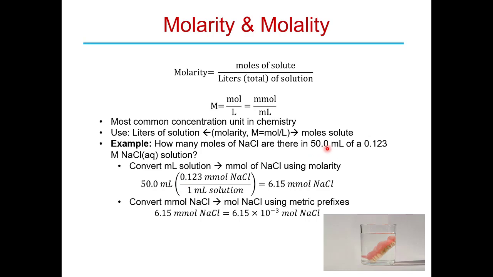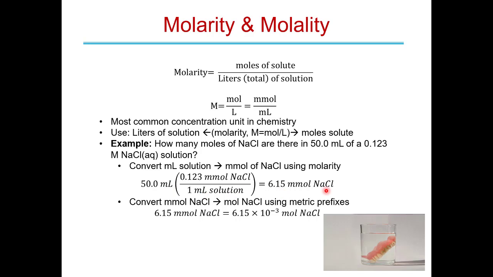How much do we have? We have 50, right? We want the milliliter unit to cancel, so the milliliters need to go downstairs, millimoles upstairs. So 0.123 molar means 0.123 millimoles of the solute, sodium chloride, for every 1 milliliter of solution, right? So millimoles per milliliter is the same as molarity. Then you see that our milliliter unit will cancel out and we're left with millimoles.